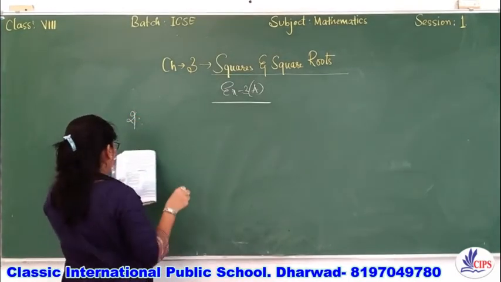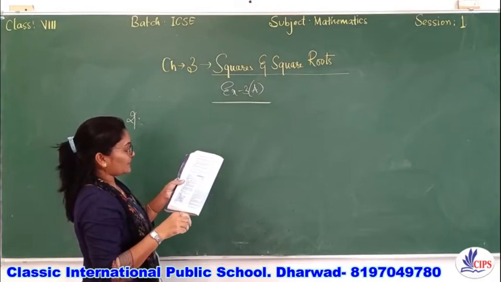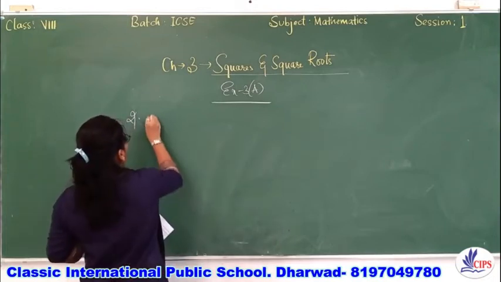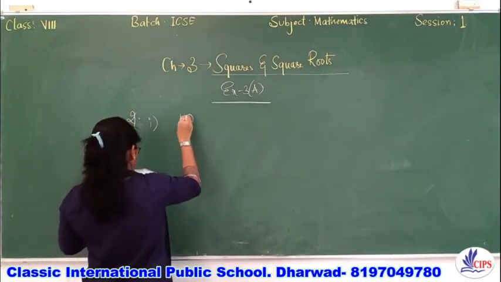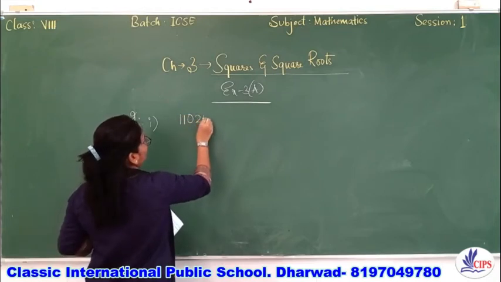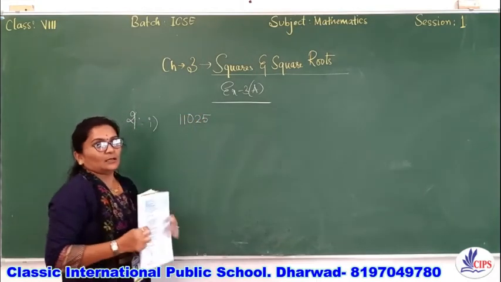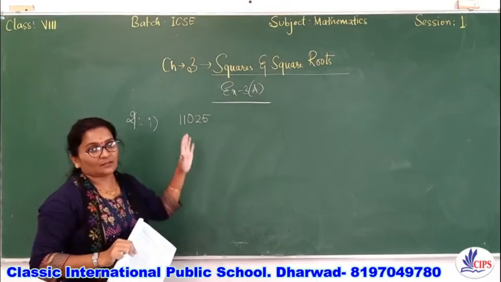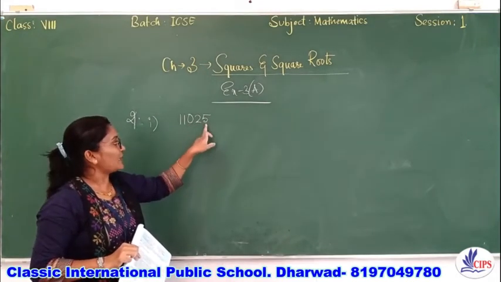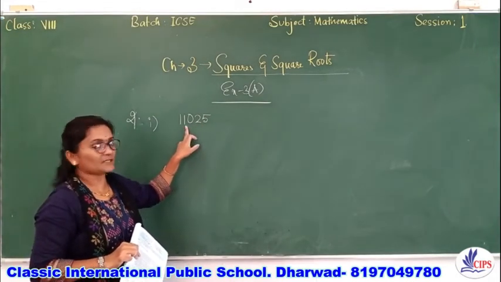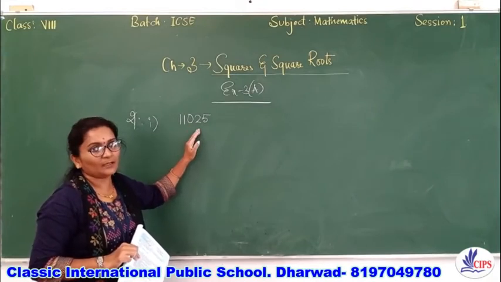So second main, by splitting into prime factors, find the square root of. The first one we have got 11025. See, check the number first. As this number ends with an odd number, so this complete number is an odd number, so it's not divisible by 2.